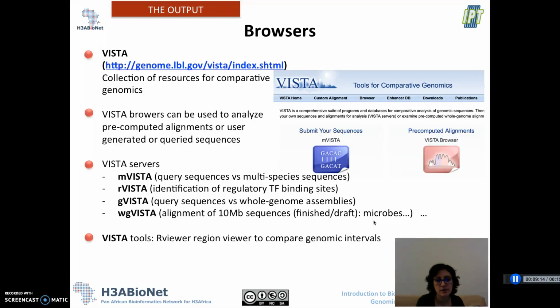And the VISTA tools are always increasing, and you have a new tool called RViewer, which allows you to have a way to view regions and compare them to genomic intervals.